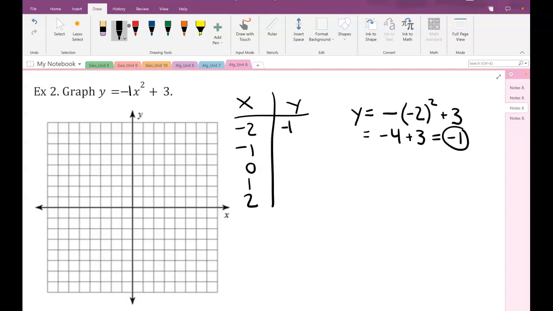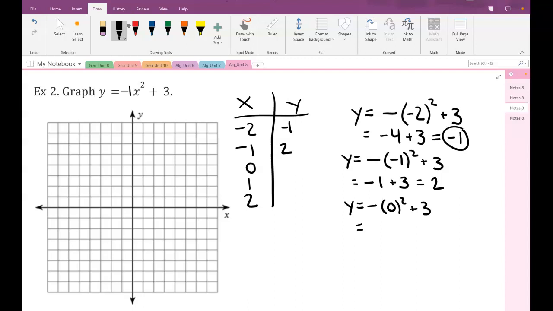I have to now plug in negative 1. y is equal to negative 1 squared plus 3. So that's negative 1 plus 3, equal to 2. And then I got to plug in 0. 0 is an easy one to plug in. y is equal to negative 0 squared plus 3. Well, 0 squared is 0, and 0 can be neither positive nor negative. So we'll just write it as 0 plus 3 is equal to 3.